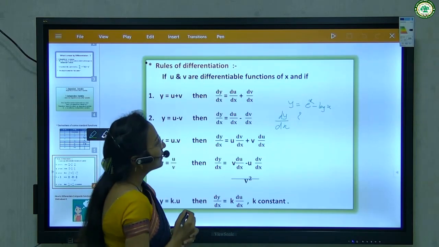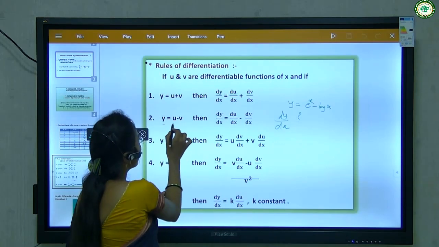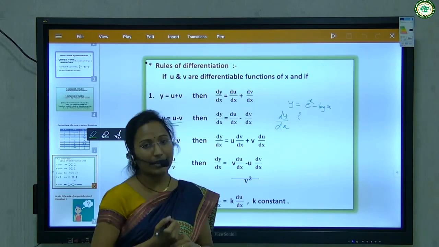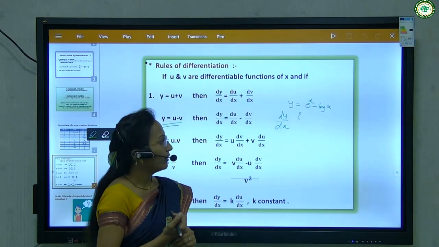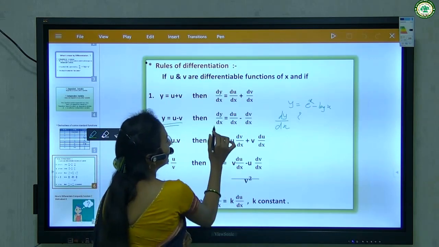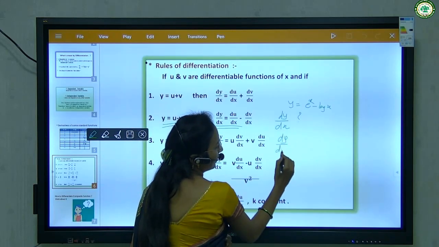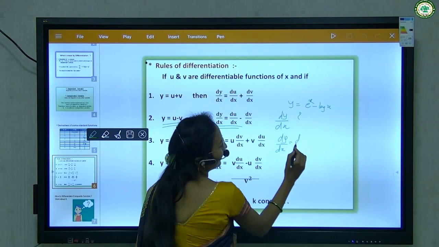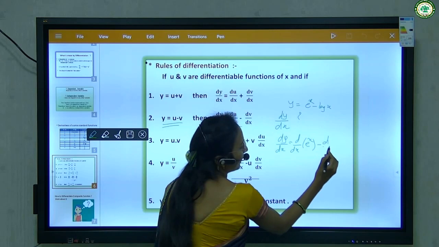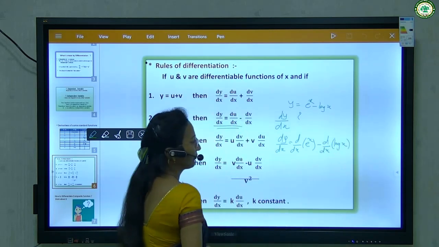Here we see that y is equal to e raised to x minus log x. It is compared with y is equal to u minus v. We get the value of u is e raised to x and the value of v is log x. E raised to x and log x both are differentiable functions. Now apply the rule. We get dy upon dx is equal to d by dx of e raised to x minus d by dx of log x.